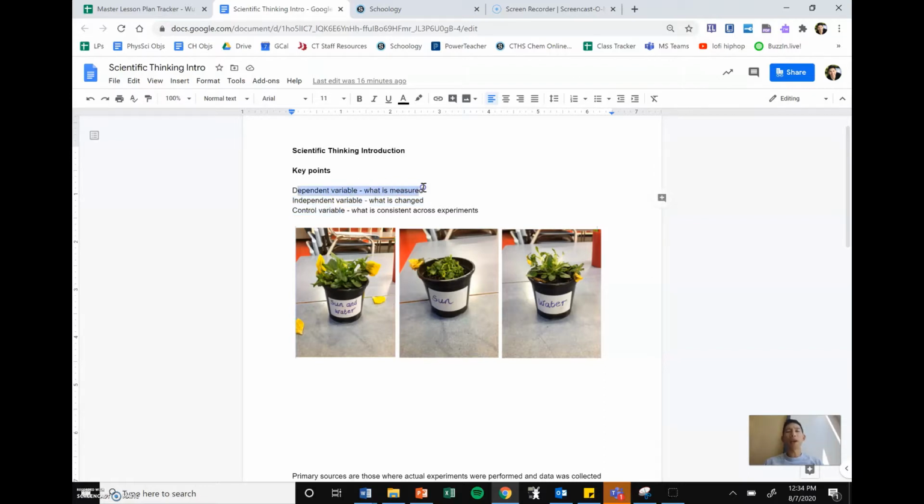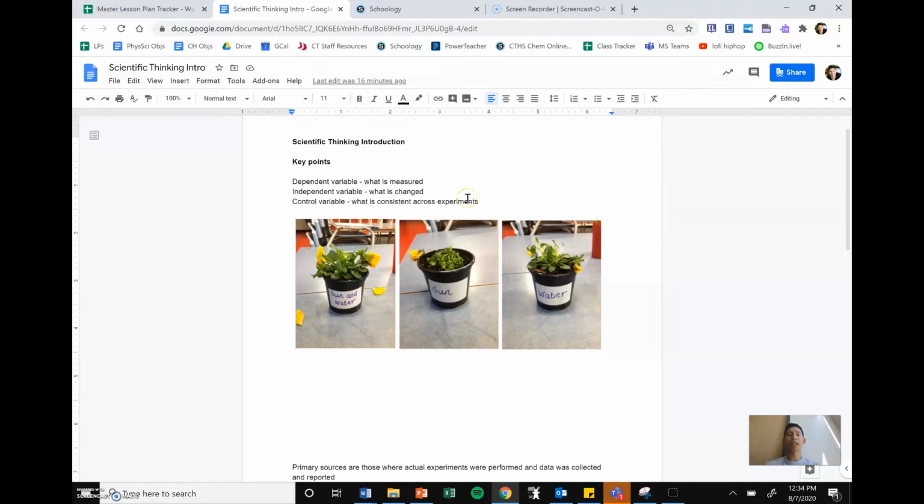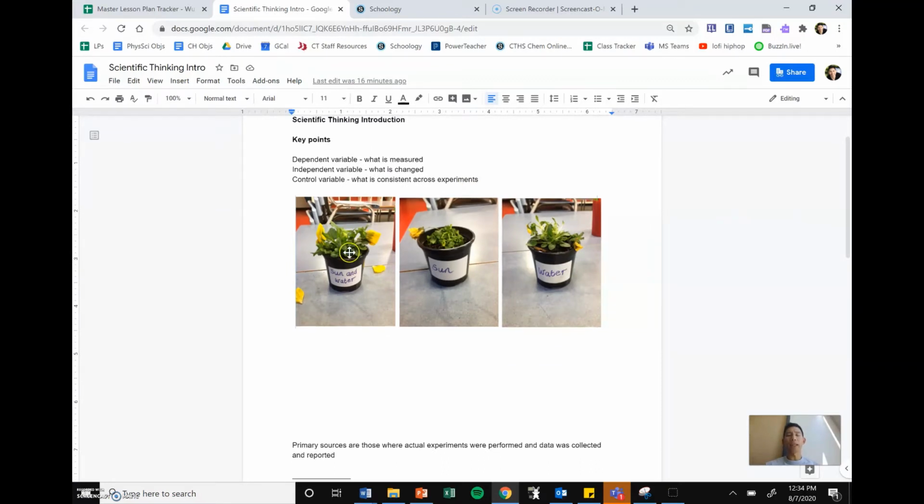So the dependent variable is what is being measured. An independent variable is what is changed. And a control variable is what is consistent across experiments. And we use these to determine whether or not something has an effect. For example, let's take a look at this classic experiment with 3 plants.